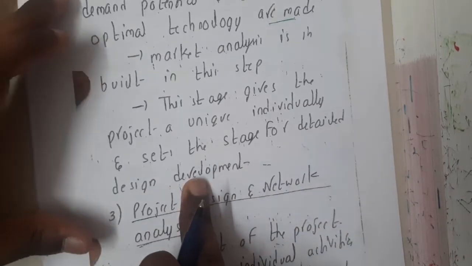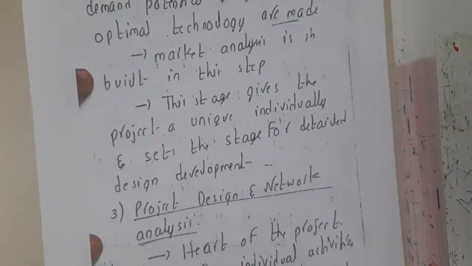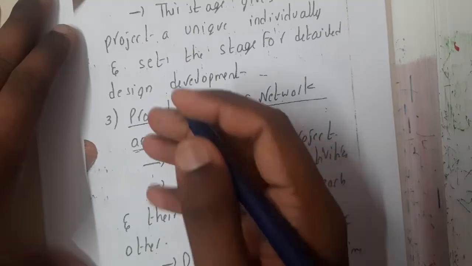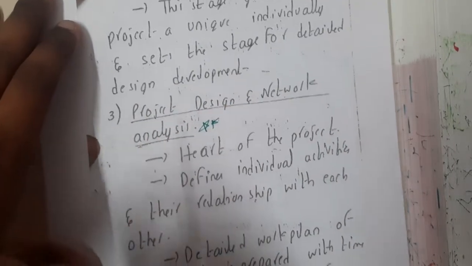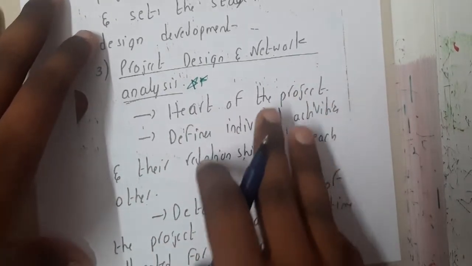So as you understood the technologies which you are going to use and everything, you have got some basic clarity now, right? Yes. So now you will be moving on to one of the heart of the steps, guys, that is nothing but project design and network analysis. Okay. Yes, so this is the heart of the project formulation method.